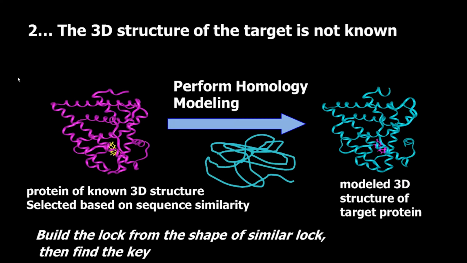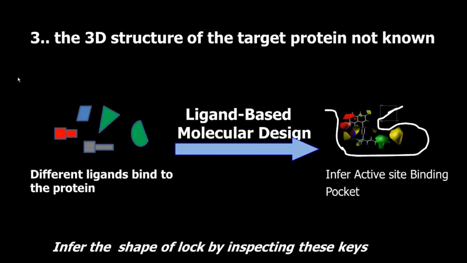The third approach could be that I have a lot of ligands which seem to work on the particular protein. It is like I have a lot of keys which seem to open the lock. So I get the 3D structure of the active site of my binding based on the structures of all these keys. I have a lot of keys, and so based on the keys' shape and size, I will try to predict what will be the active site shape and size.